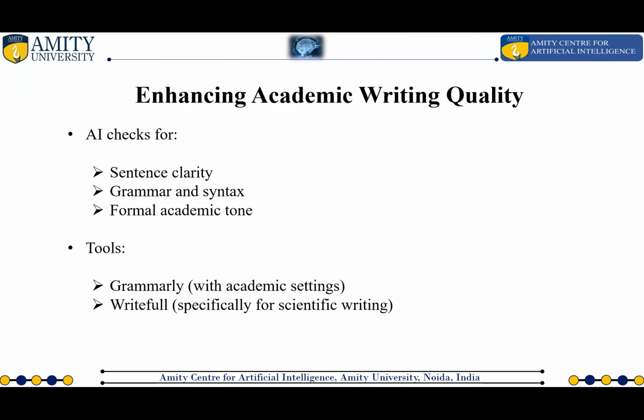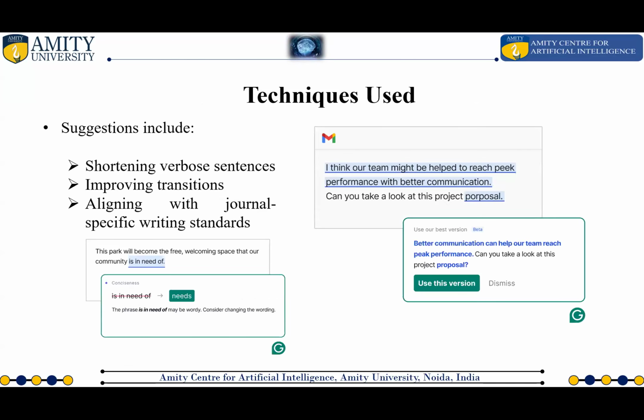Yes, ma'am. So, coming back to it, Grammarly and Writefull, Writefull is specifically for scientific writing. And if we are using Grammarly for academic writing, we need to select the academic tab. Then only we can use it for academic writing. So these are the techniques. Suggestions include that it can shorten the verbose sentences we make sometimes, improve the transitions from one sentence to another, and align the written text with journal-specific writing standards.